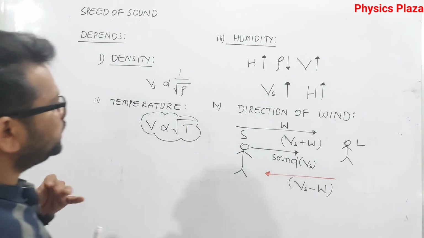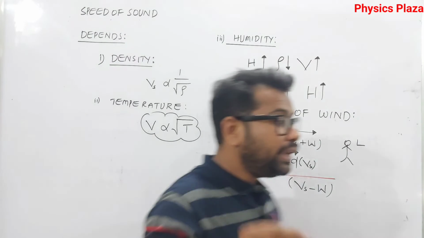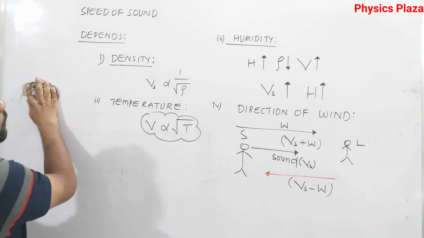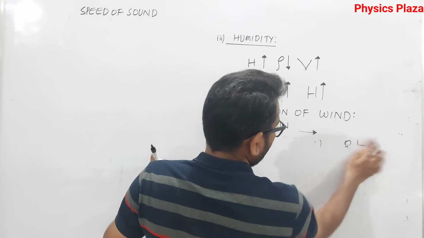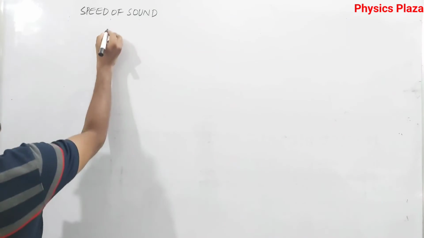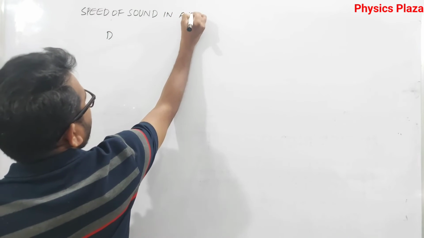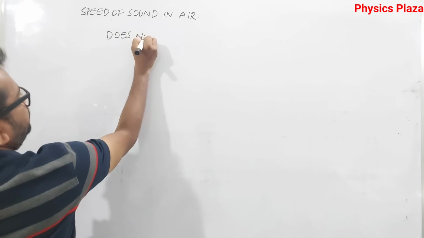Clear? So children, these are the 4 important factors on which the speed of the sound in air depends. Now children, we will see the factors on which the speed of the sound does not depend. Here I should write that it is in air only, strictly.